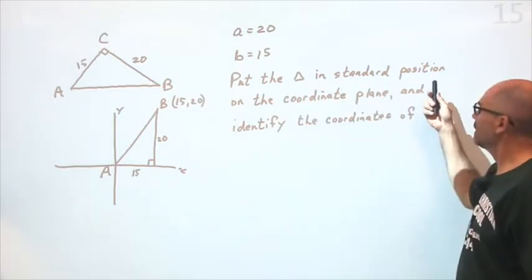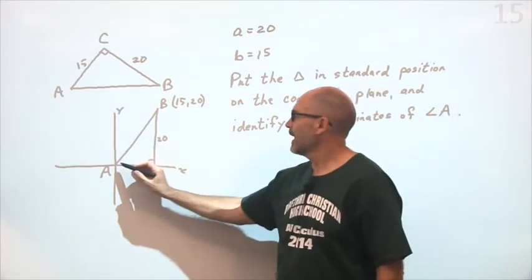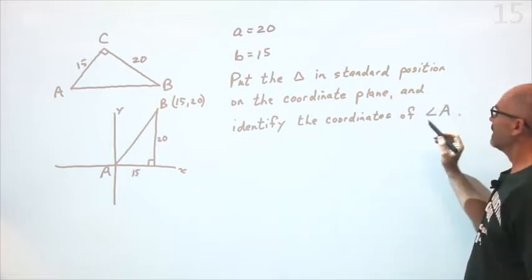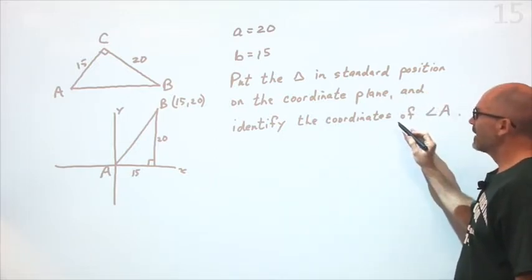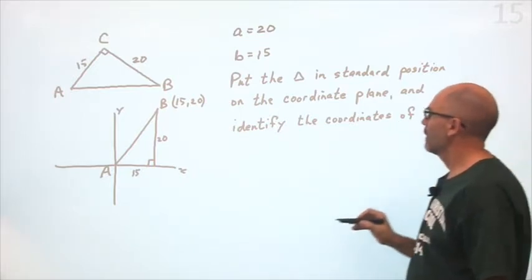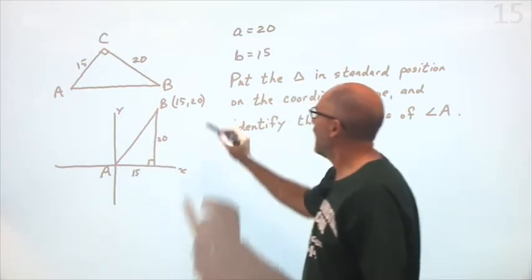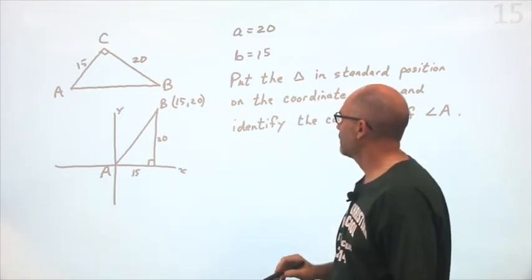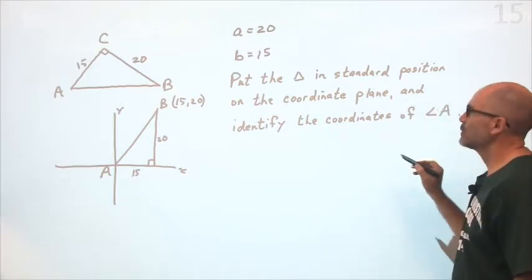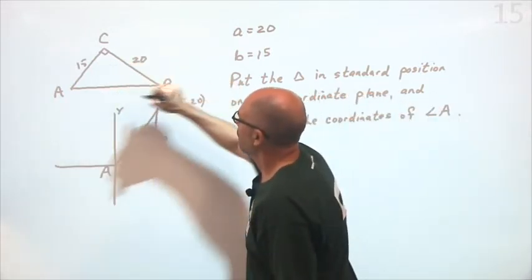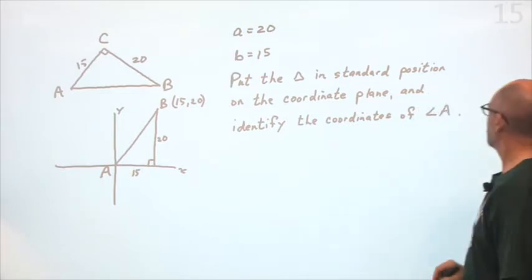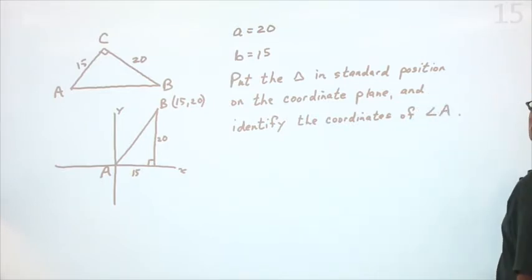So we put the triangle in standard position, which means it's opening up at the origin, and the coordinate of angle A is 0, 0. Angle A is going to be 0, 0. Angle B is going to be 15, 20. And that's actually the coordinate that they intended you to find. If I had named these angles correctly, they actually wanted the coordinate of B. So that's it, cruising onward.